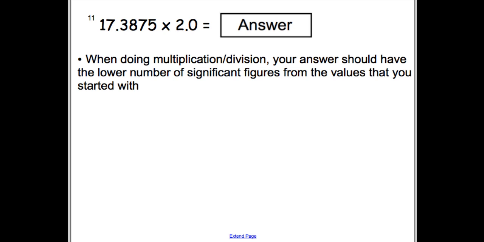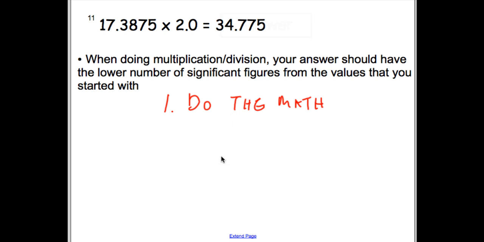Here's the next example. So I have another multiplication problem. And again, if we remember, our first step is not that hard. The first step I got to do is just do the math. So I have 17.3875 times 2.0. Again, just plug that into your calculator. I'm just going to do the shortcut here. I already know what the answer is. If I would plug this in the calculator, I would get 34.775.